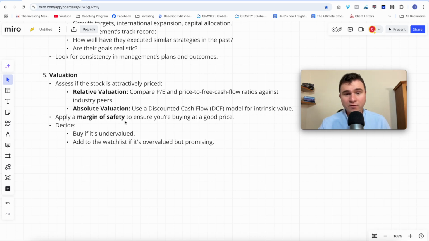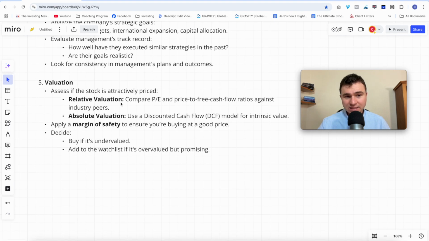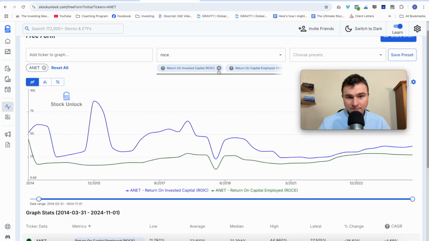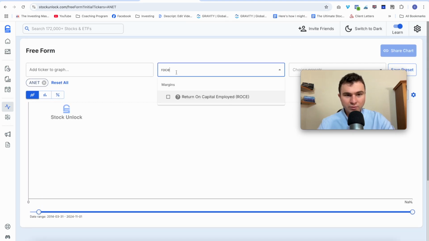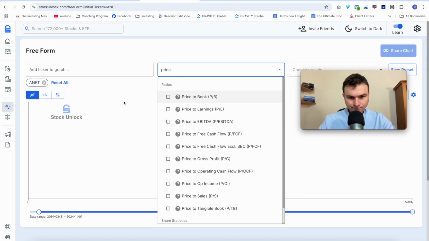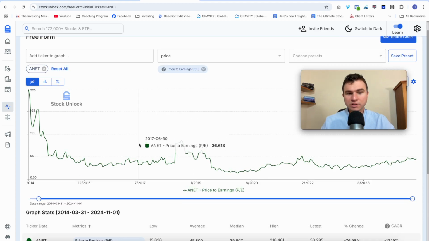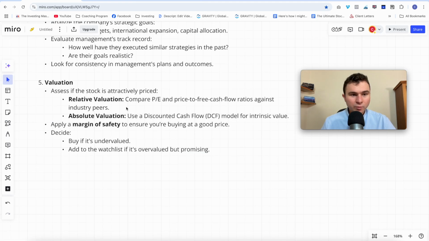So, step 5, valuation. Assess if the business is attractively priced. You can check the relative valuation. Compare the PE ratio and price to free cash flow against industry peers. Let me explain how it works. You can put on Stock Unlock the PE ratio, price earnings ratio. We are talking about relative valuation and absolute valuation.